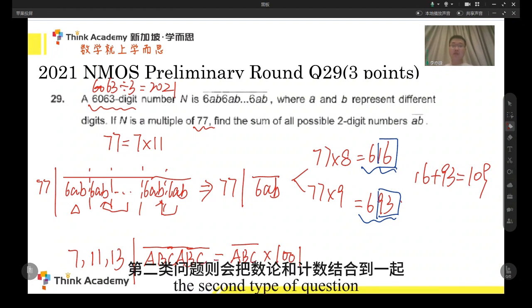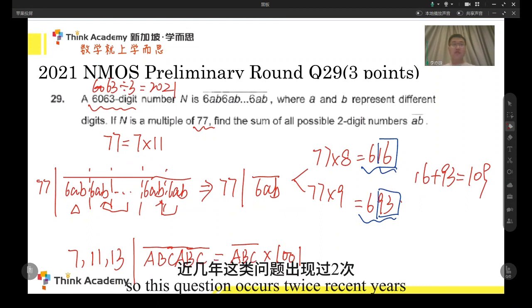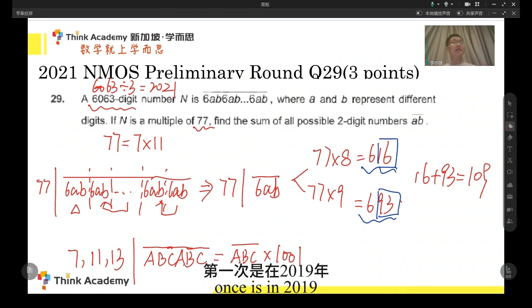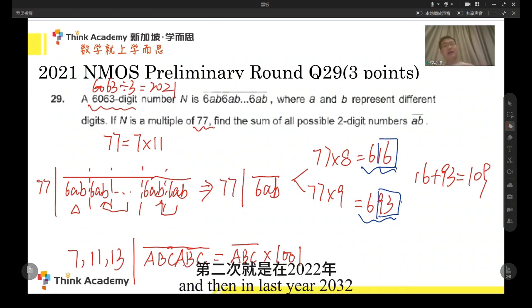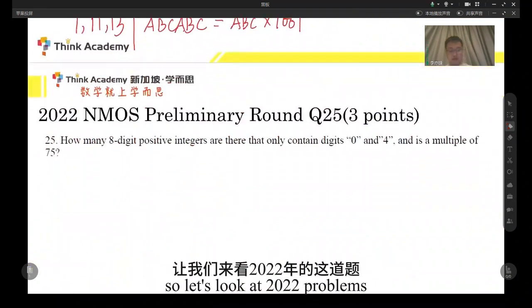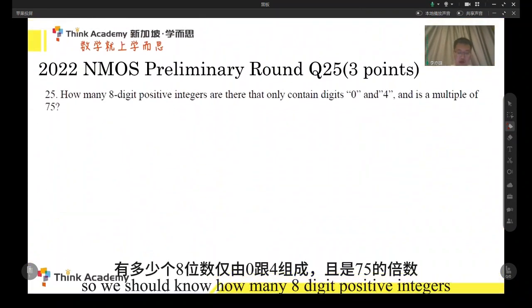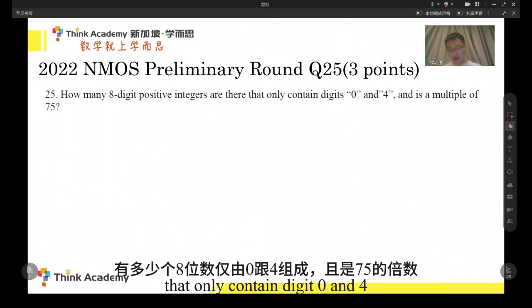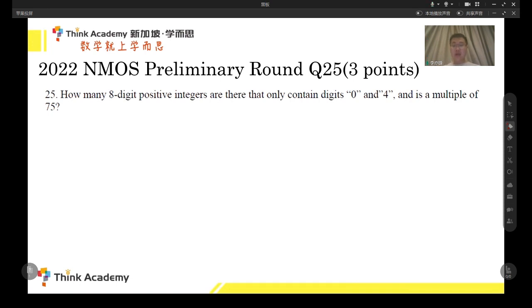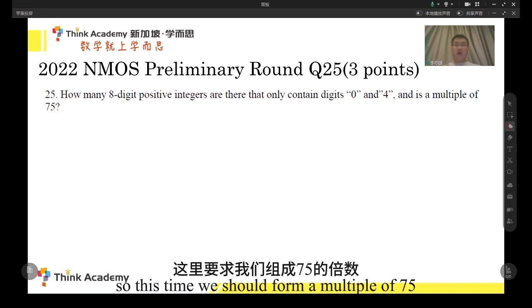The second type of question is merging number theory with counting. This question occurred twice in recent years, once in 2019 and then last year, 2022. So let's look at the 2022 problem. How many 8-digit positive integers contain only the digits 0 and 4 and are a multiple of 75? So this time we should form a multiple of 75.